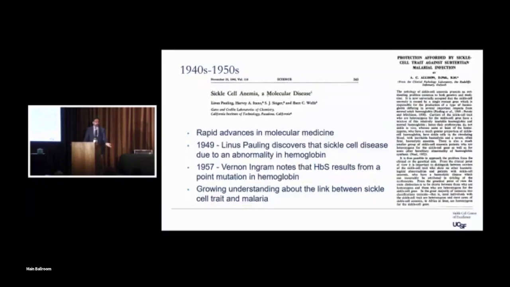Linus Pauling was the one who discovered that sickle cell disease was due to an abnormal hemoglobin, and then Dr. Ingram in the 1950s was the one who discovered that this was a point mutation in the hemoglobin gene. There was also a growing understanding about the link between sickle cell and malaria that helped to inform some of the epidemiology and also sort of opened the door to know that this might not affect only people from Africa, but places where malaria exists.